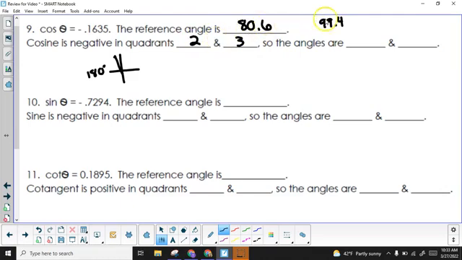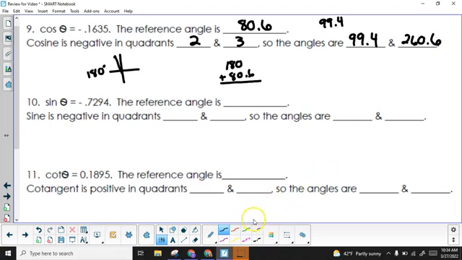In quadrant 2, well, that 99.4, that is a second quadrant angle. So our second quadrant angle is 99.4. And our third quadrant angle, we're looking for what angle is down here in the third quadrant. That's 80.6 degrees past 180. So we do 180 plus that 80.6, and we get 260.6 degrees.